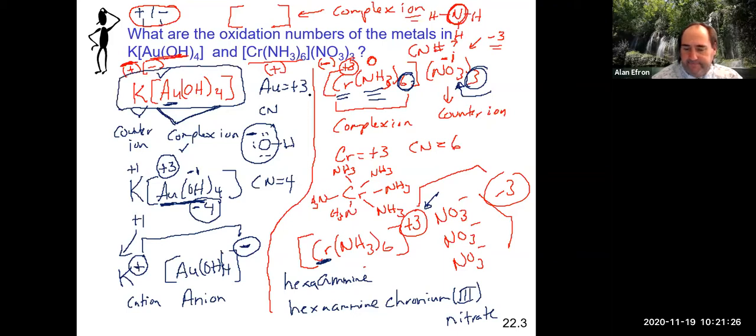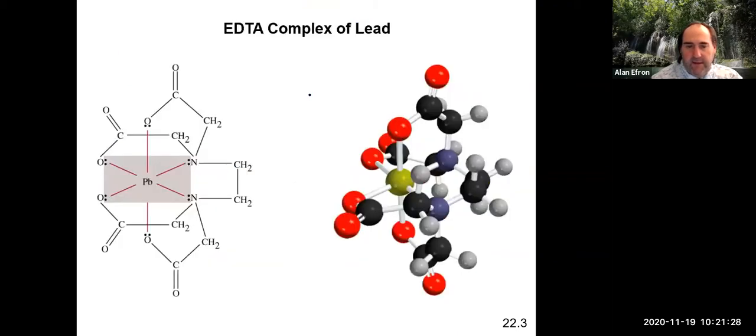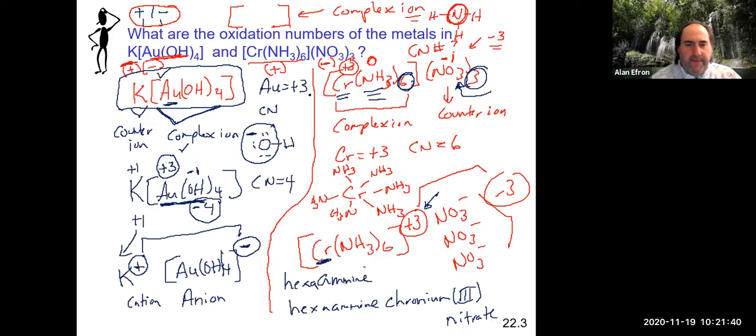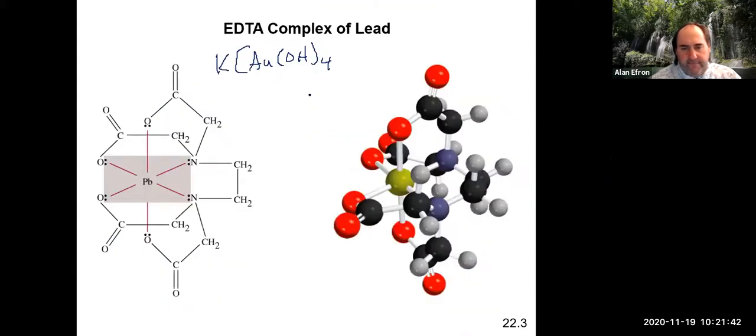Again, go here, so I've got somewhere to write it. So we had K Au(OH)4, right? Now, this guy is going to be a little bit different because as we can see just from the formula, our counter ion is our positive guy. Our complex ion is actually negative, as we saw.